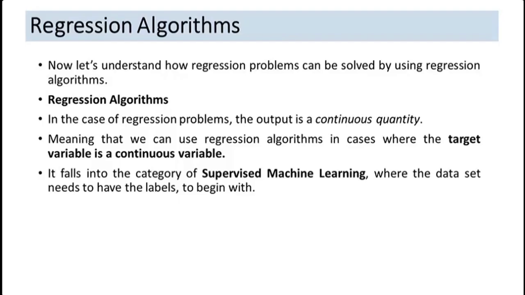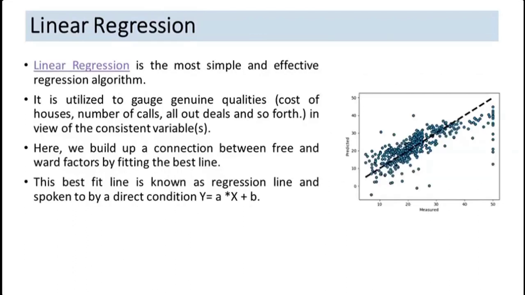Let's talk about the regression algorithm. Regression problems can be solved by using the regression algorithm. In regression problems, the output is a continuous quantity, which means we can use the regression algorithm in cases where the target variable is a continuous variable. It also falls in the category of supervised machine learning, where the data sets will have labels to start with.